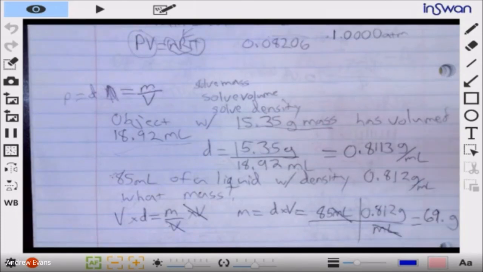But that is essentially density. This whole conversion thing of rearrangement of the equation will keep coming back to us as we continue to look through this material.